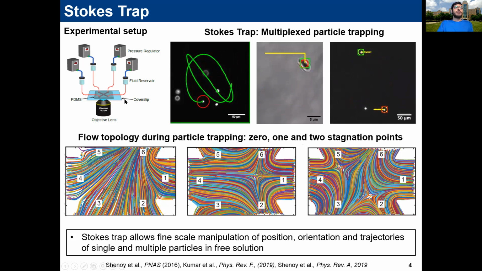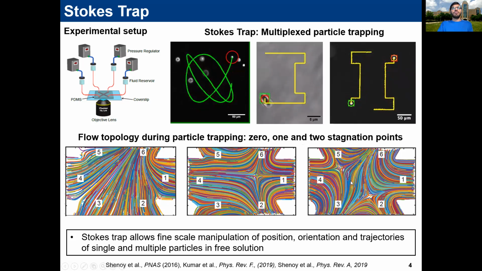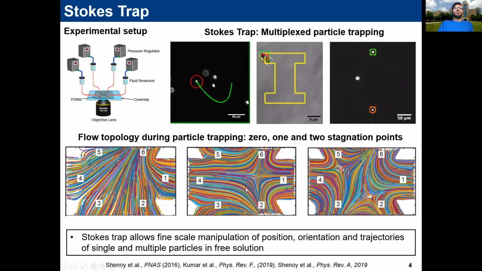Essentially, you have a microfluidic device which is mounted on an inverted fluorescence microscopy setup, and the device is connected with fluidic reservoirs, which in turn are connected with a computer controlled pressure regulator. These are the pictures of the emergent flow topologies which occur in the Stokes trap device. Essentially, they are showing that we can have 0, 1, or 2 stagnation points when we try to control the position of particles using the Stokes trap device.